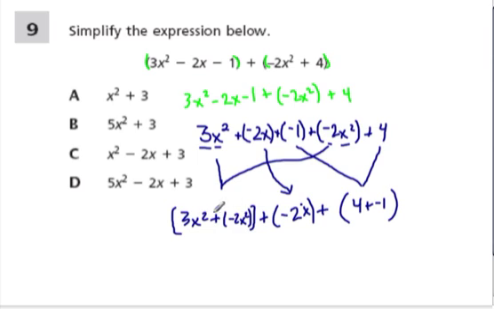Okay. So that, again, I'm just separating with parentheses so I don't lose track. So what's 4 plus negative 1? That's 3. Negative 2x is itself. So now I'm going to just write it as minus 2x. I'm going to leave that plus sign out. And then we have 3x squared plus negative 2x squareds.